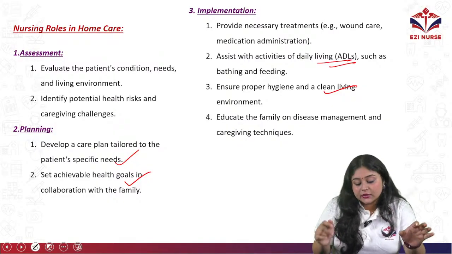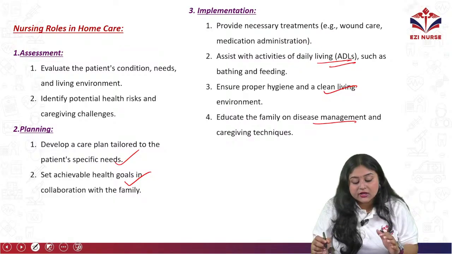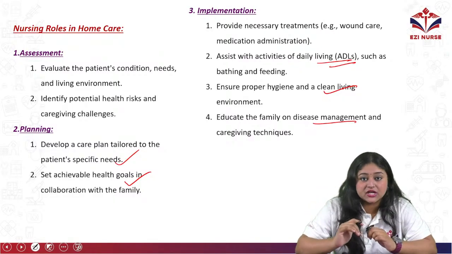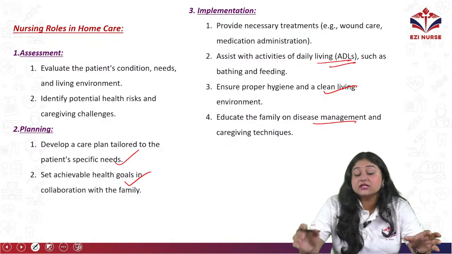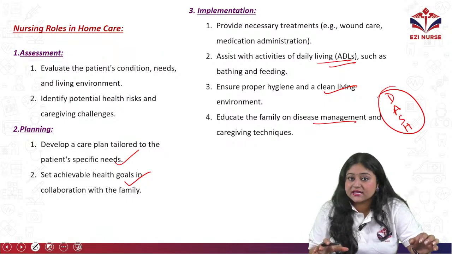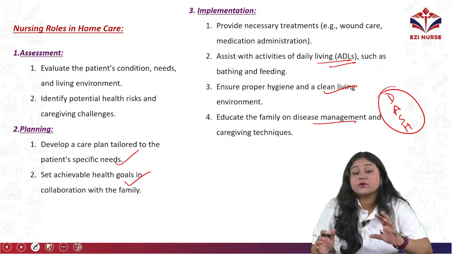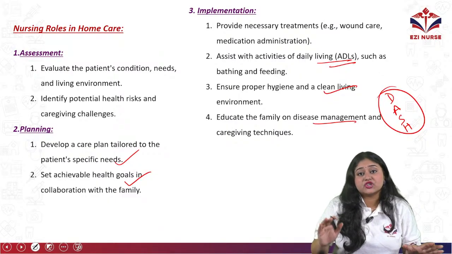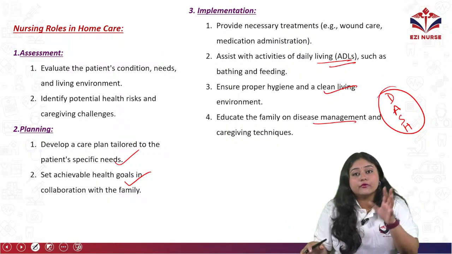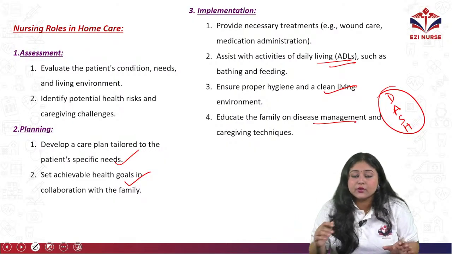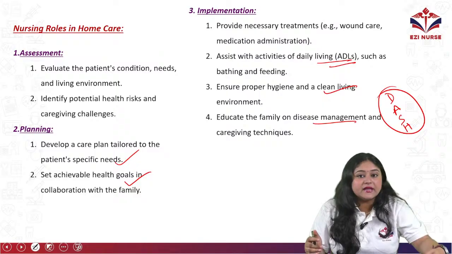Then we have to educate the family, especially on disease management and caregiving techniques. For example, for a hypertension patient, what diet do we have to give? That is the DASH diet, right? What is the DASH diet? What components should be present? How much percentage should be present? What things should we keep in the diet in a lesser amount? If we provide all this information to the family, they can manage the hypertension of that particular patient. Based on that we implement our plan.